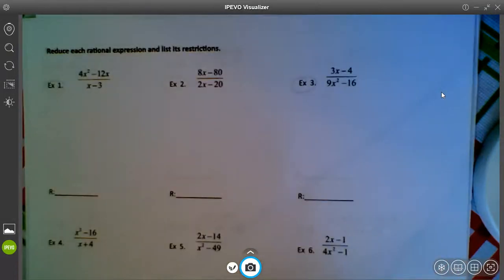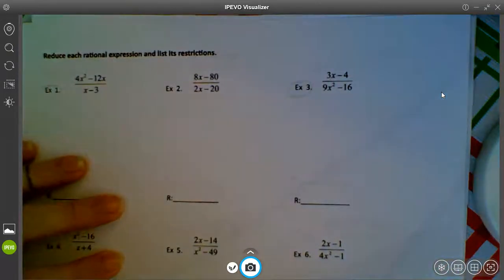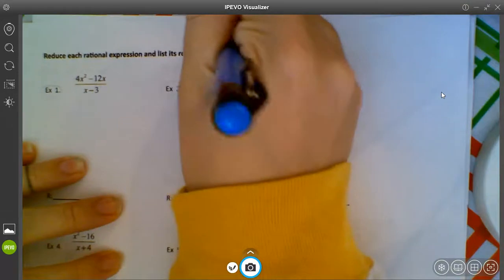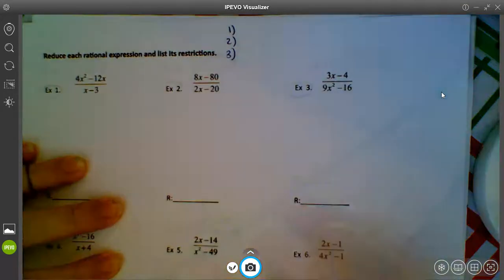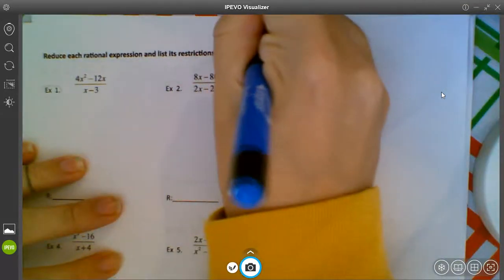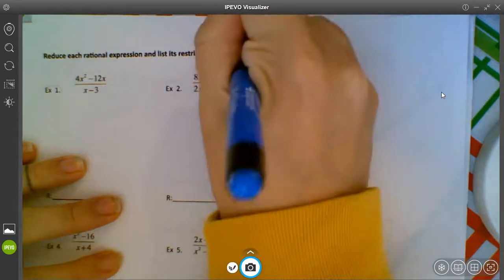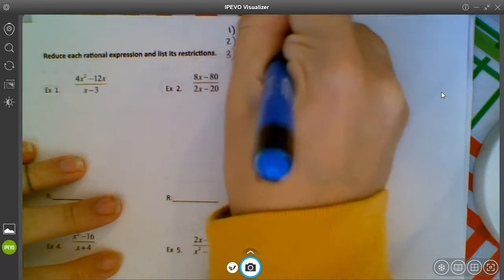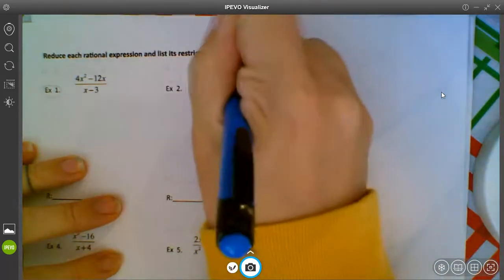So we're going to look at example 1. And again, I just got rid of my steps, but my steps are really easy. It's 1, 2, 3 steps. The first step is factor. The second is restrict. And the third is eliminate.